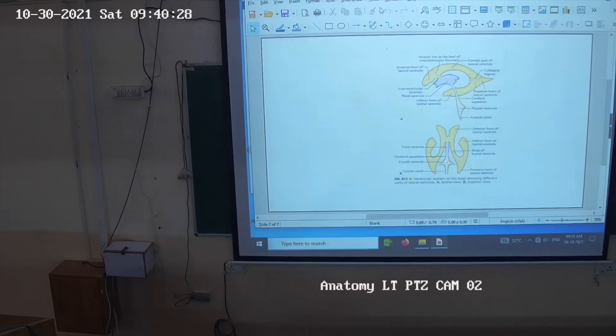And below the third ventricle, you are seeing the fourth ventricle and the central canal. So like this, it is well connected. The purpose of this connection is to circulate the CSF throughout the complete part of the brain.